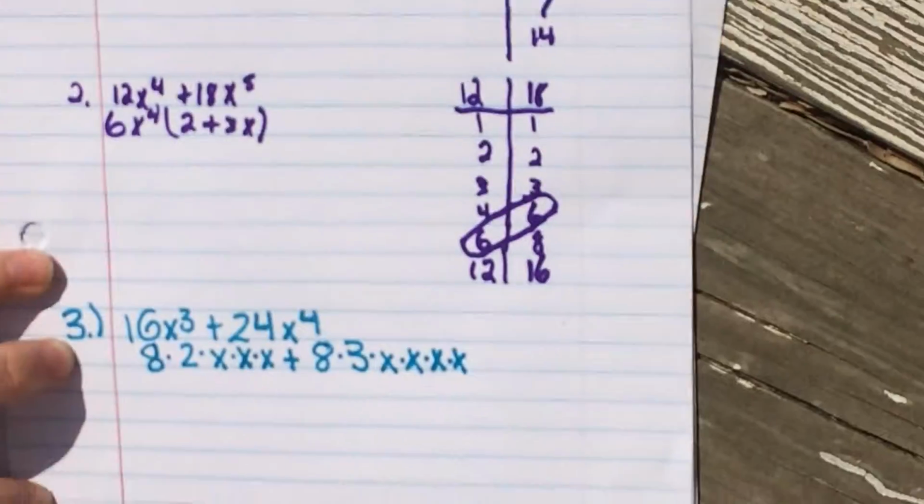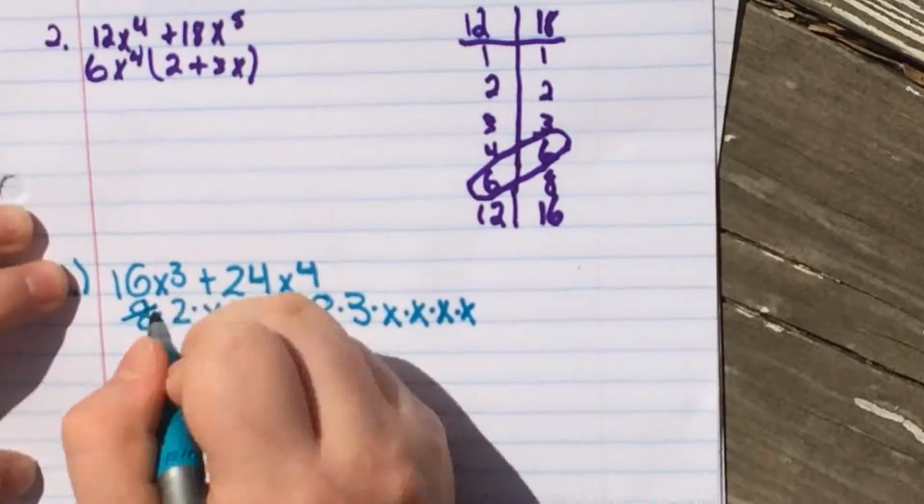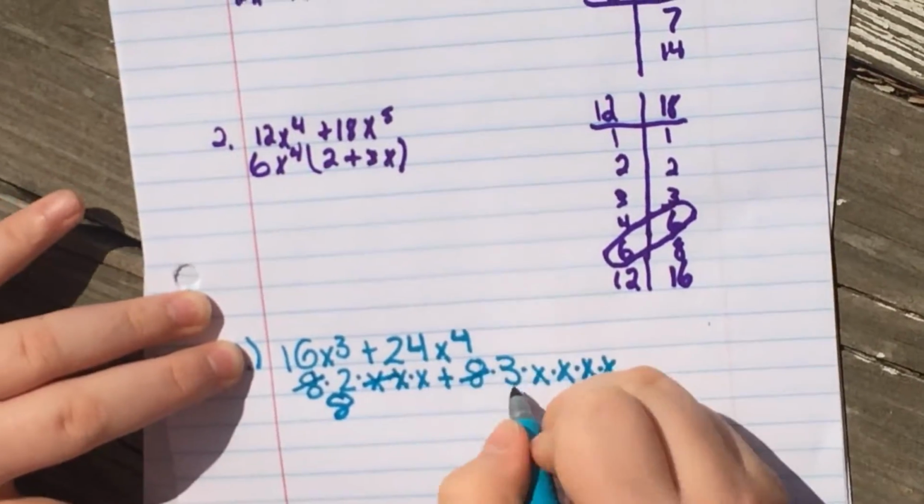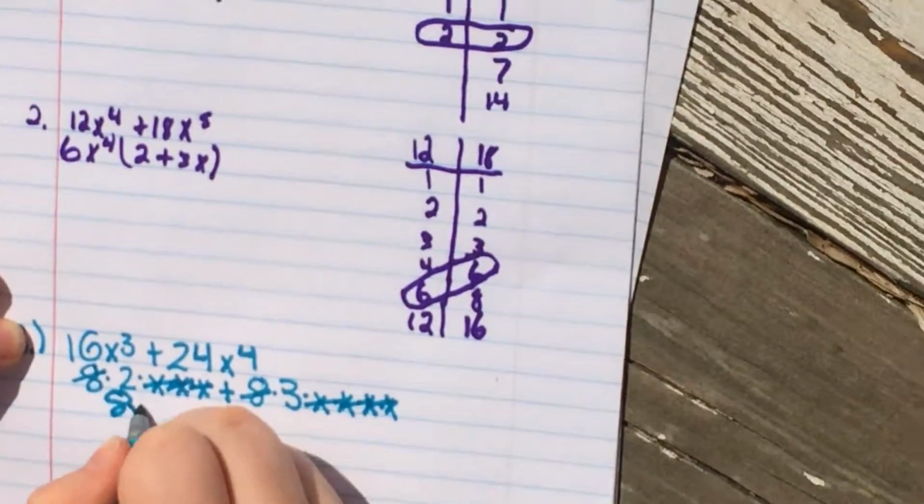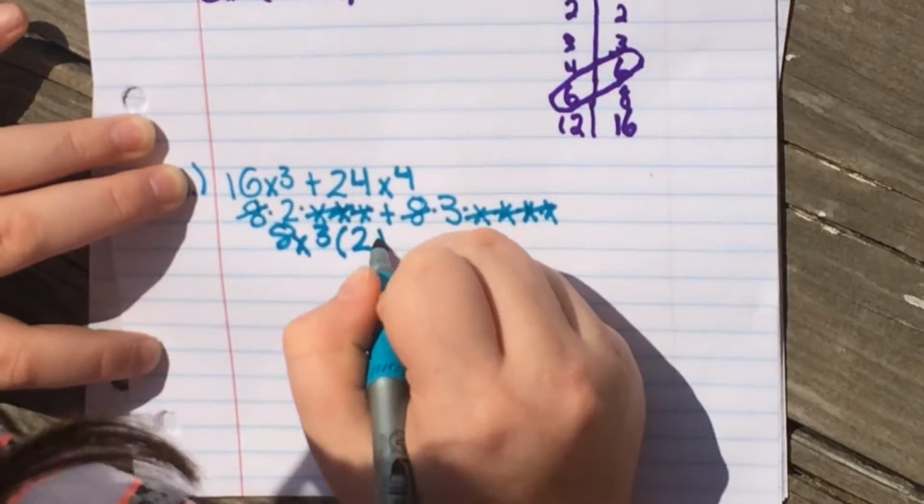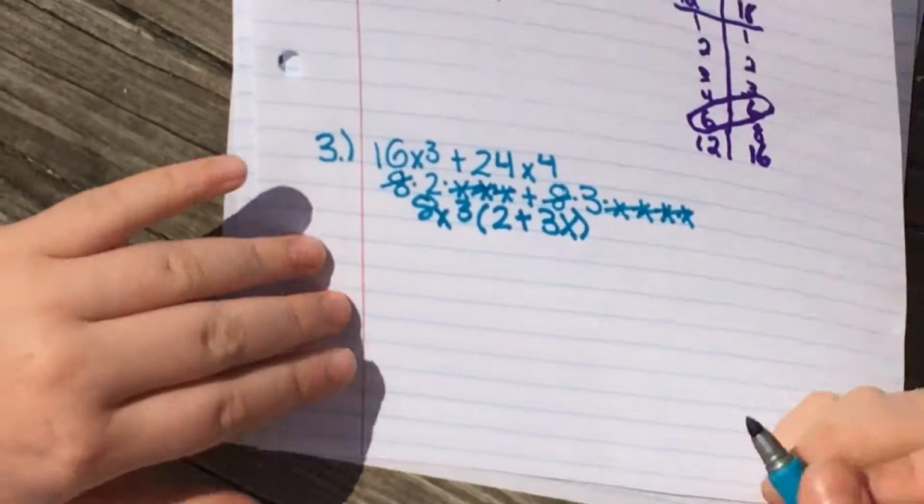My option gives you more visual. So I see that they both have an 8 in common, so that goes on the outside. And then I see they all have at least 3 x's, so it's x cubed. And then I just plug in what's left. So it's 2 plus 3x. And that's your answer for number 3.